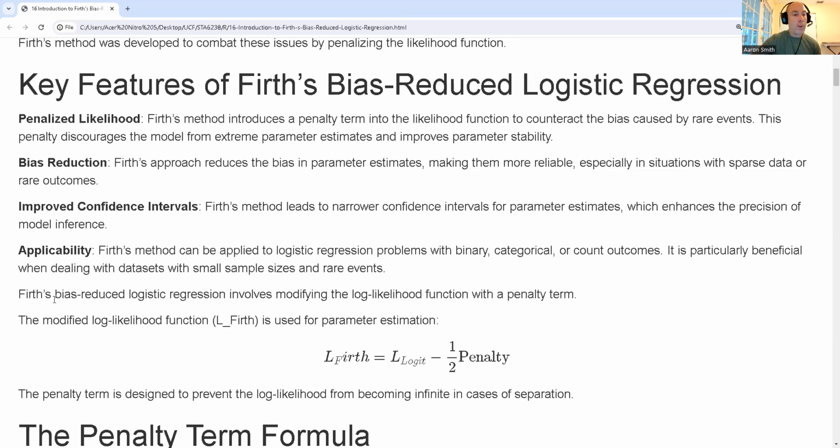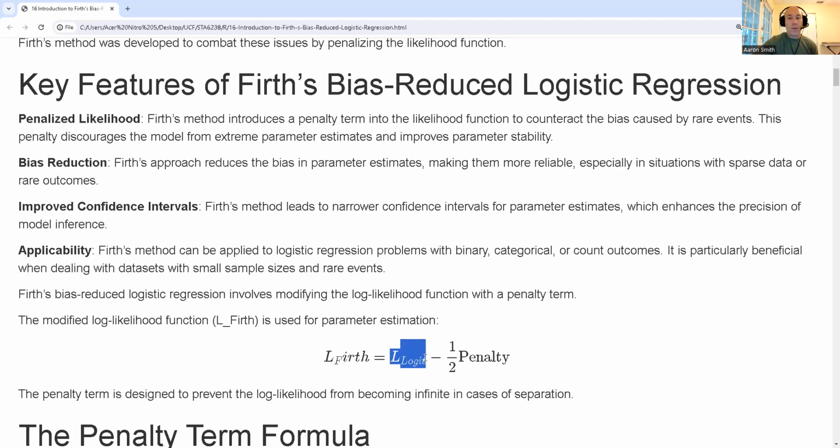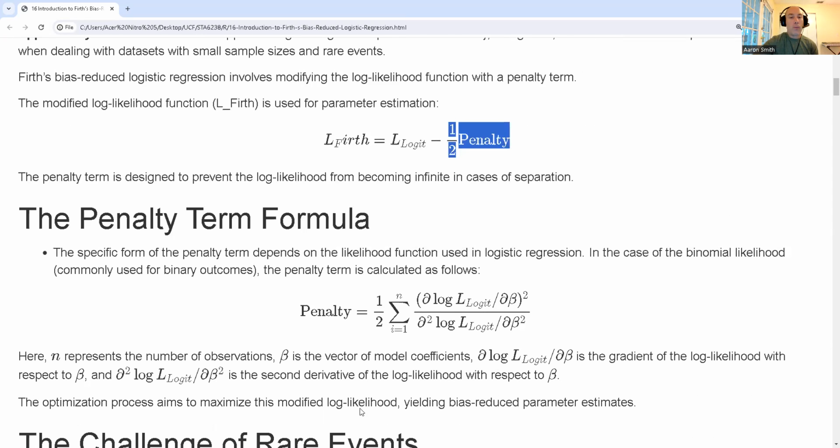All right, so the bias reduction method modifies the log likelihood function with a penalty term. I messed up my LaTeX, but here we're going to have the likelihood minus 1/2 times the penalty term. And down here is the penalty formula: we're going to take the derivative and square it, then divide by the second derivative, then add that up over all of our observations and divide by 2.